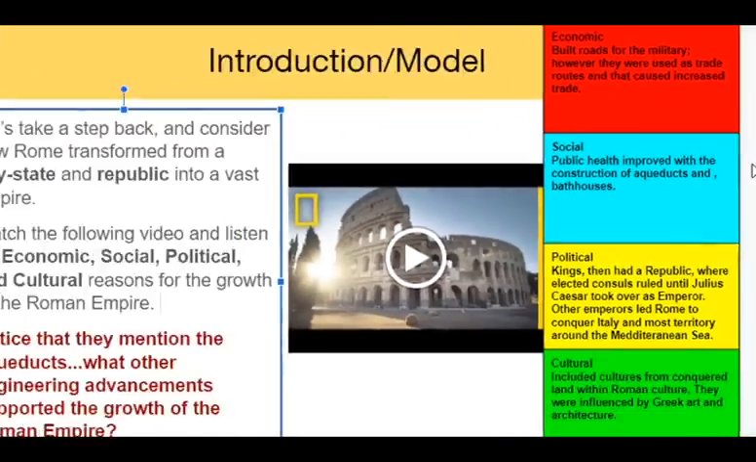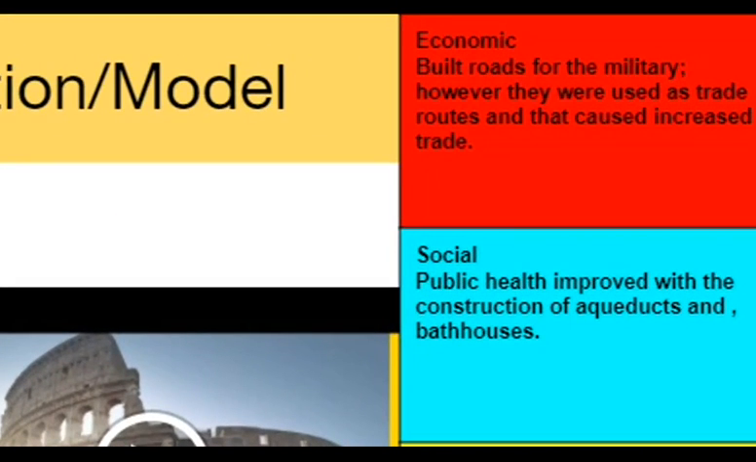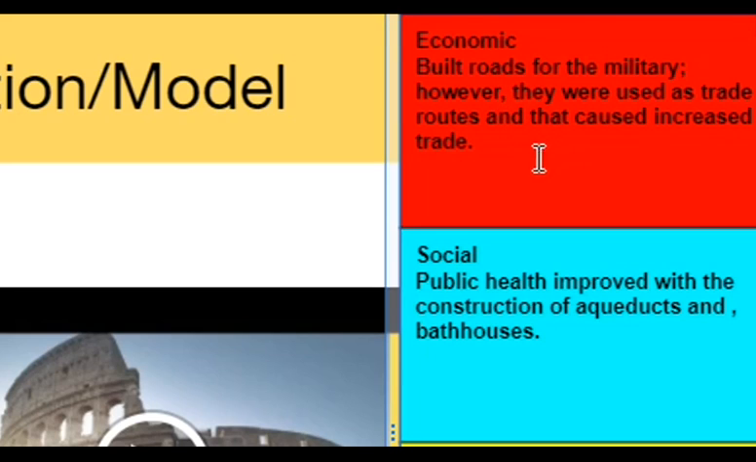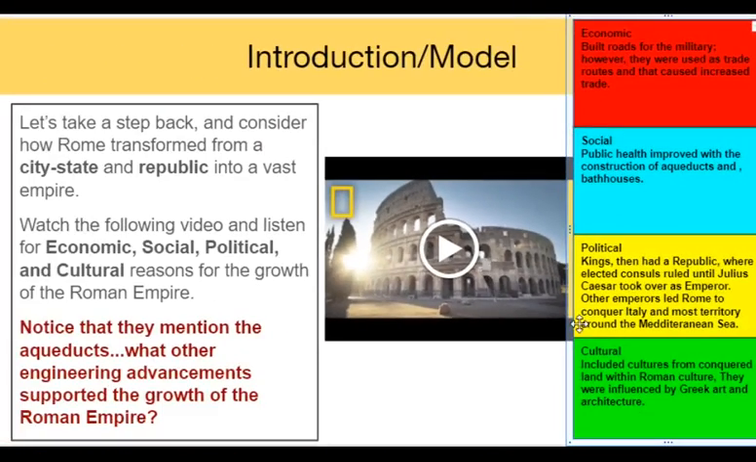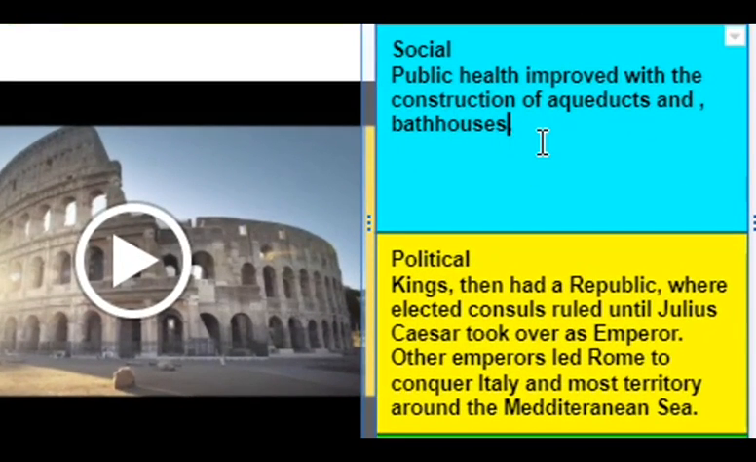So economic, it said how the Romans built roads throughout any area they conquered. And these routes, however, they were used as trade routes and that caused increased trade. So there was a whole bunch of movement within the Roman Empire. Social, okay, they talked about how public health improved with the construction of aqueducts, which your teacher probably started this conversation with, and bathhouses to help public health. With all that water, things were able to grow. People were able to live healthy lives, and people were safer.